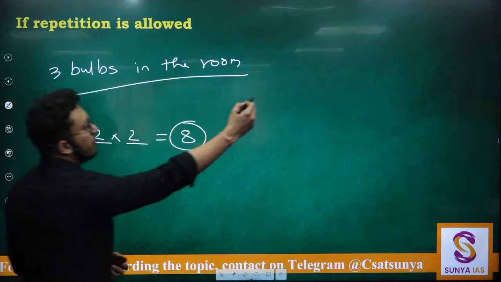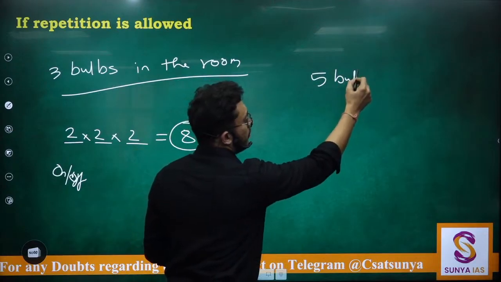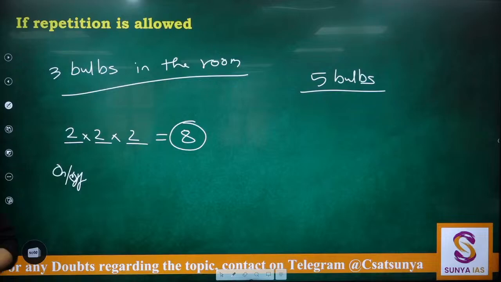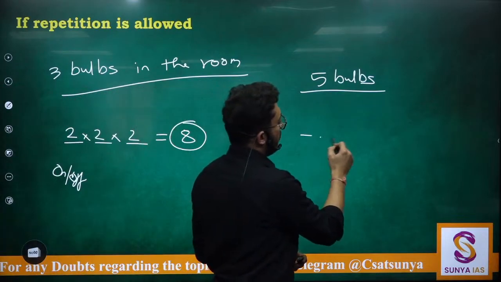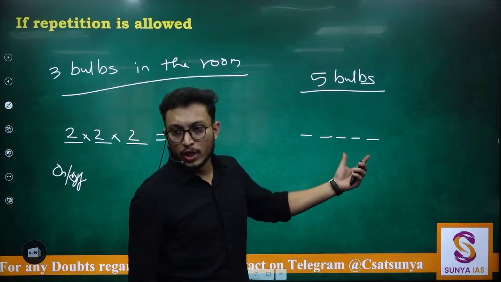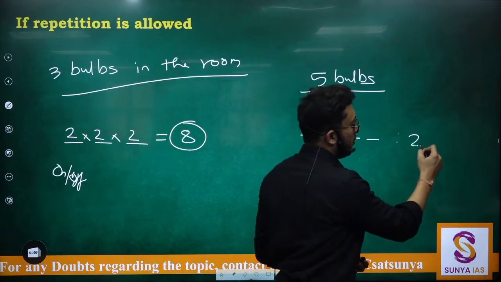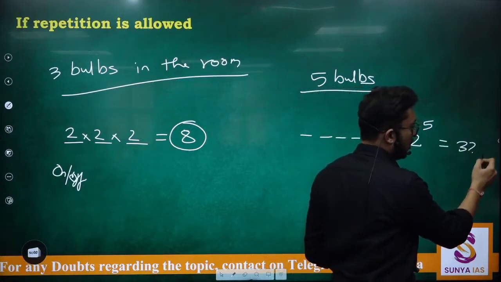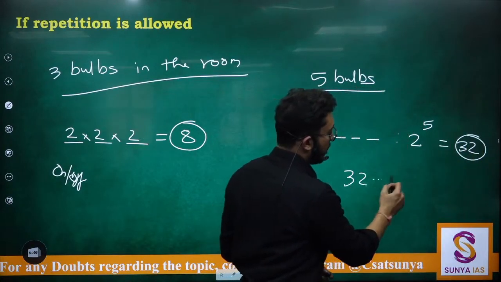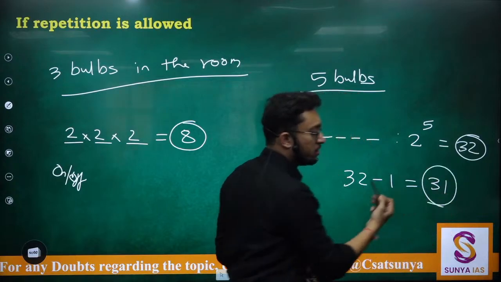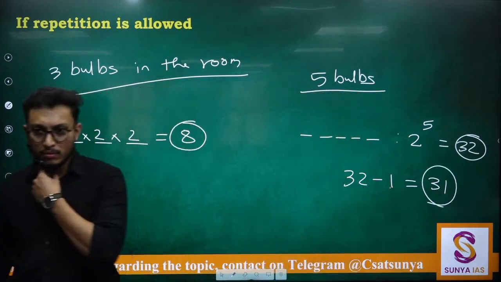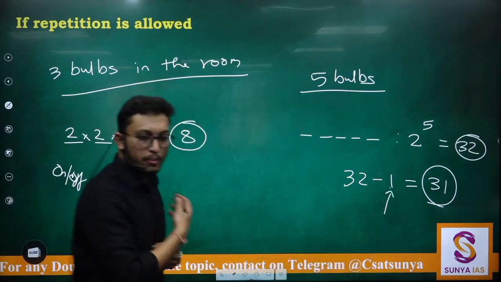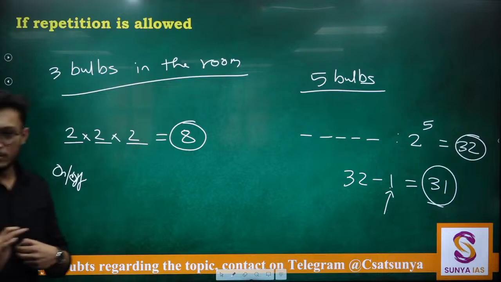UPSC gave it for 5 bulbs. So if we find out for 5 bulbs, it will be 2 to the power. For 5 bulbs, how many combinations total? 2 to the power 5, which is 32. So 32 minus 1, that is 31 such combinations. What is this minus 1? It is that combination in which all the bulbs are off.